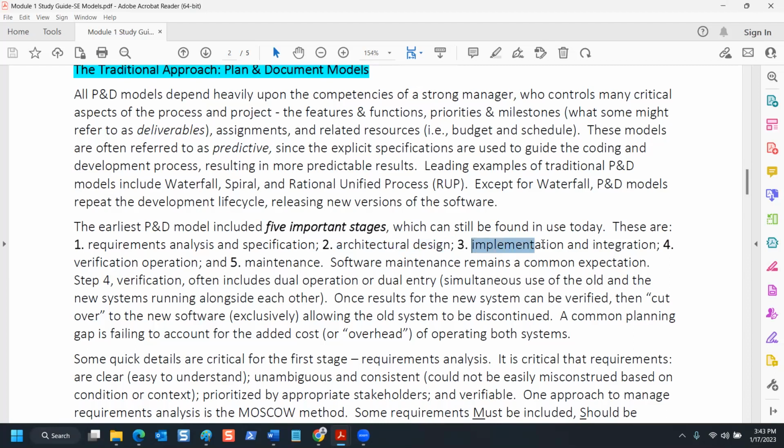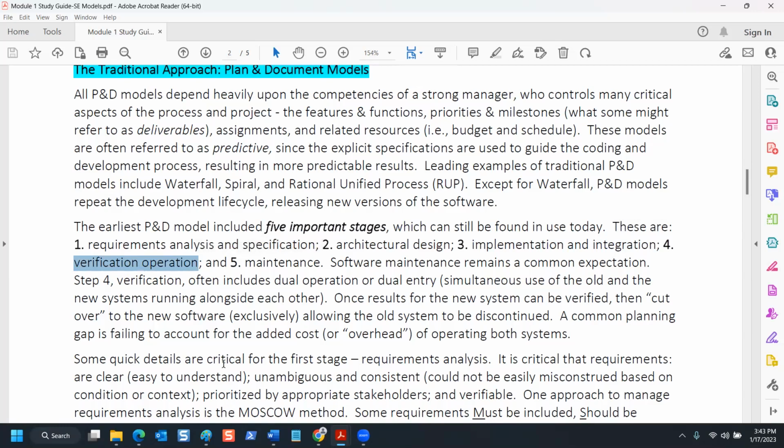Implementation and integration are where the rubber meets the road. So you design the architecture, then you develop the solution, implement it, and integrate it. Then you have to what? Validate your outcomes. You have to verify operation.